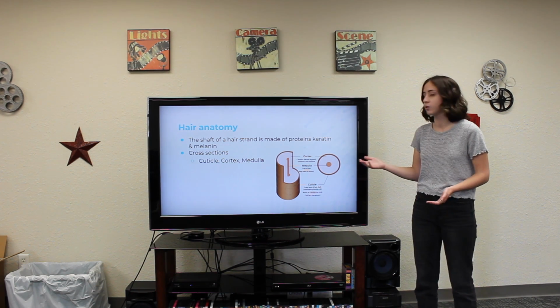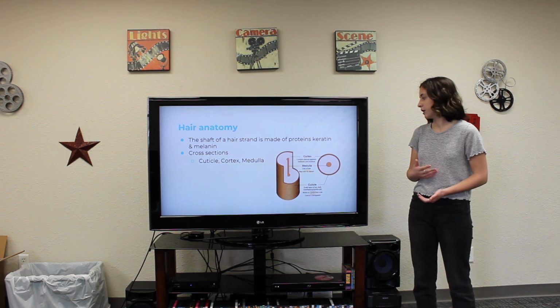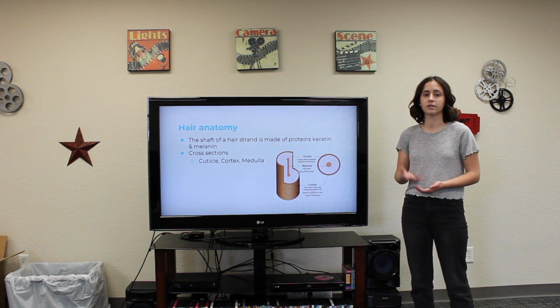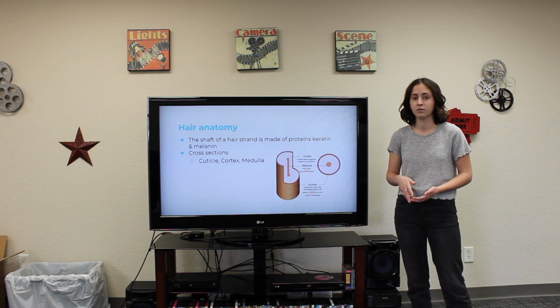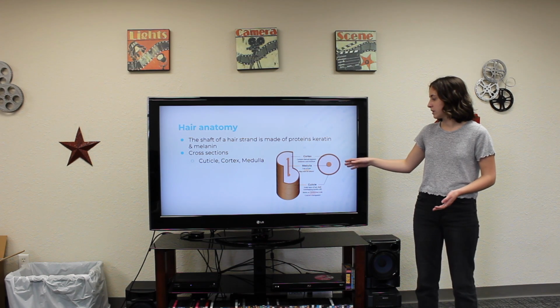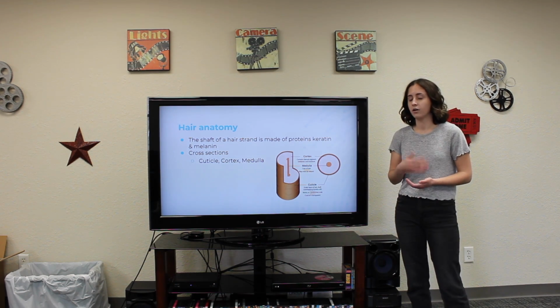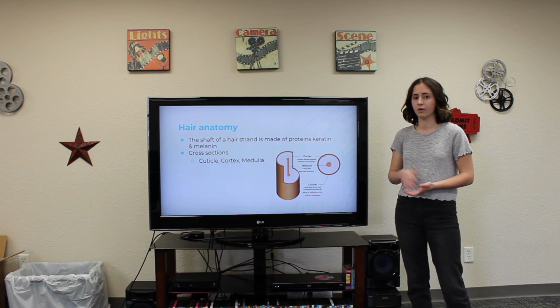The next layer is called the cortex. This contains all of the natural pigment in your hair, which is called melanin. It's the same compound that gives skin different tones. The more melanin you have, the darker your hair is. The innermost layer is called the medulla. However, it's not common in all types of hair, and it's not very important for our discussion.